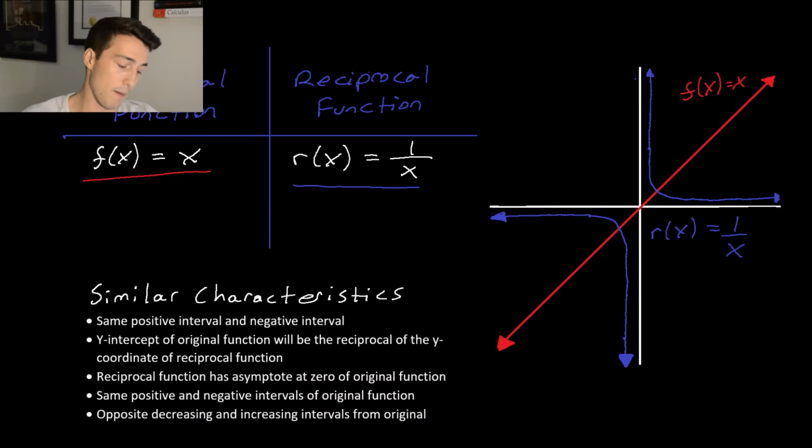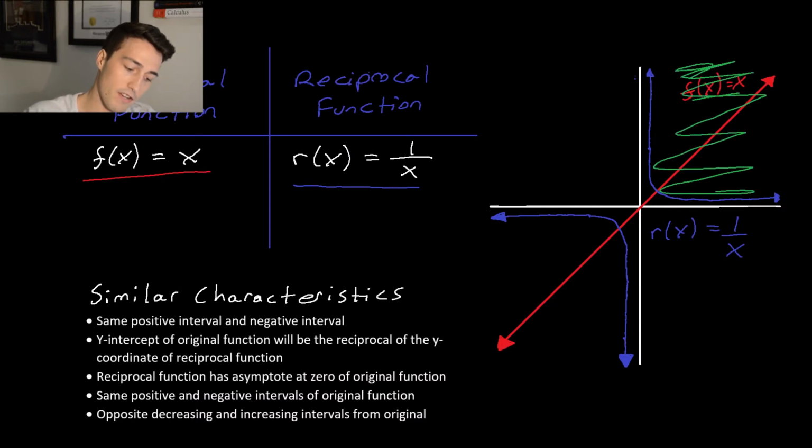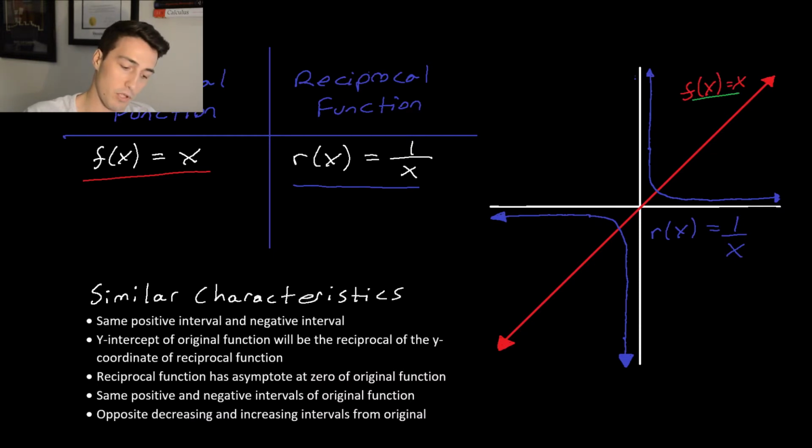The reason I bring this up is I want to show you the similar characteristics between the original function, which is the line, and the reciprocal function. If we look at this graph, we have the same positive and negative interval. That means that wherever the graph of f of x equals x, the line, is positive, which is in this quadrant right here, the reciprocal function is also going to be positive. So this blue line here is actually always positive in this area. So the positive intervals are the same.